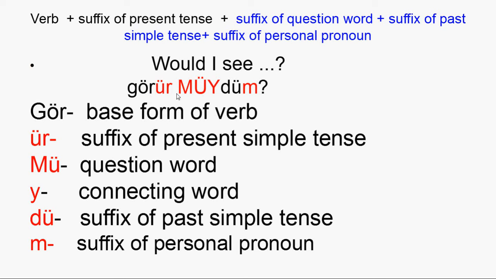Okay, r is the suffix of present tense. Mü is the question word, the suffix of question words. And after that, the suffix of past simple tense, du. And after that, the suffix of personal pronoun, m, which is I in English. So gör is the base form of the verb, r is the suffix of present simple tense, mü is the question word, y is the connecting word, du is the suffix of past simple tense, and m is the suffix of personal pronoun.